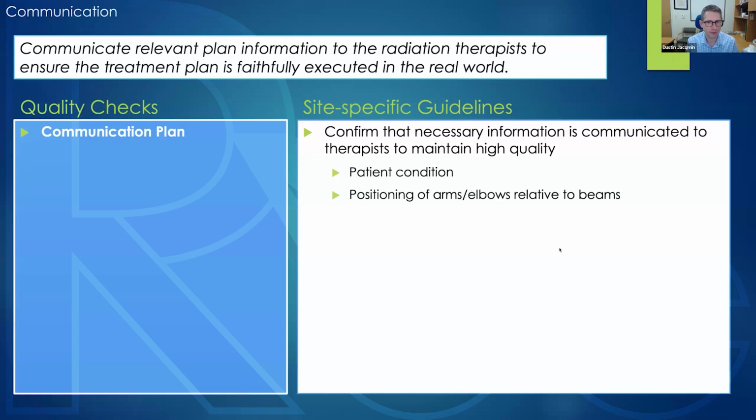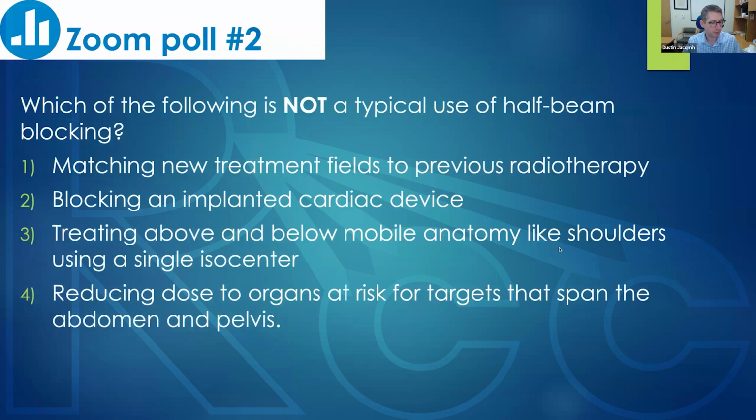Last note on palliative radiotherapy, it's important to communicate any relevant information to the radiation therapists. We've talked about a few of these things. The patient condition is really important to know, as well as if the patient's arms and elbows are in a special position that keeps them out of the treatment field. And so it's good to make sure that this essential information has been communicated.